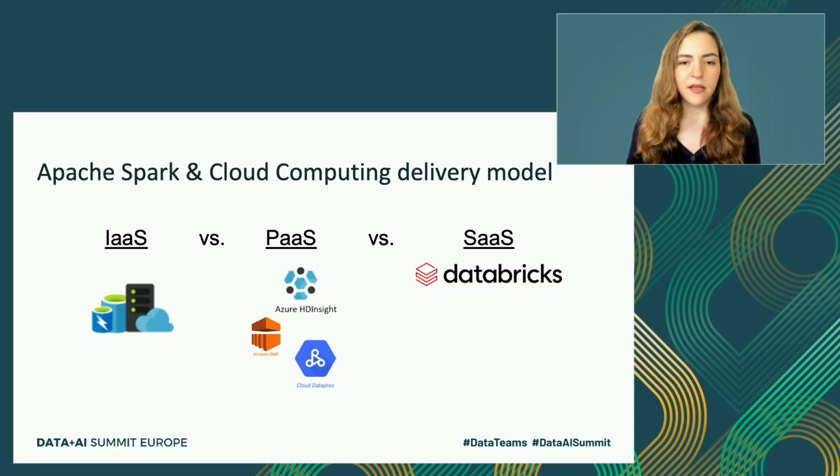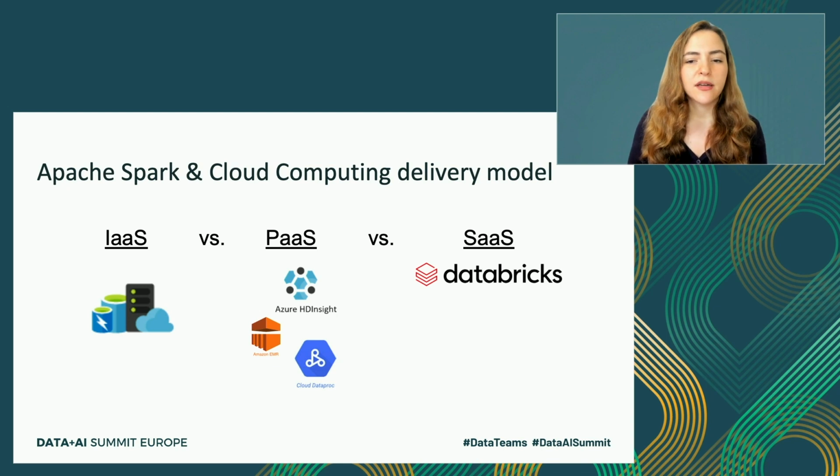So how does Apache Spark and the cloud computing delivery model work? In the cloud computing delivery model, we have the IaaS, infrastructure as a service. This is our VMs when we want to deploy things on VMs. It also includes mostly Kubernetes because Kubernetes helps manage the different containers we want to deploy on the IaaS. There is the PaaS, the platform as a service, things like HD Insight, EMR, Cloud Databricks.